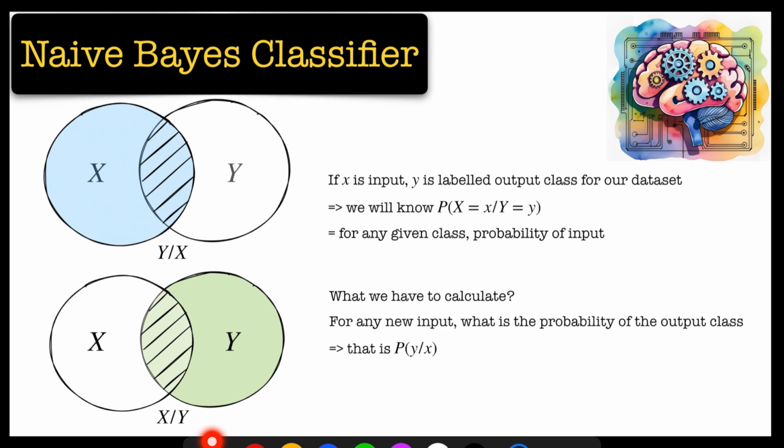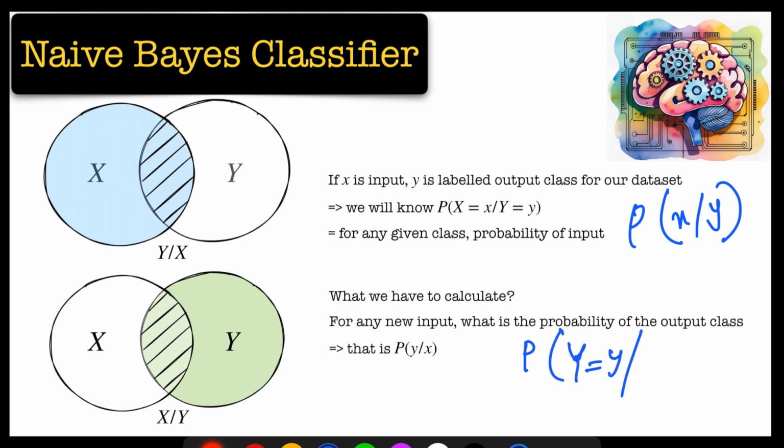Now if X is input, Y is the labeled output class for our data set, we will know probability of X given Y, right? For any given class, the probability of input. We have to calculate for any new input what is the probability of the output class. So that is probability of Y equals y given X equals x. For any input, what is the probability of the output class.